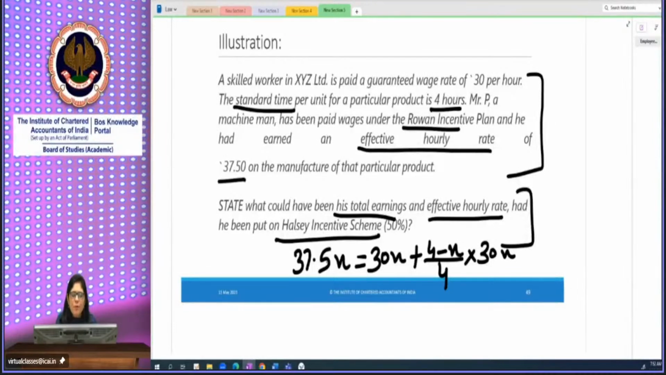So 37.5x is the effective hourly rate, the final rate. The total earnings are equal to 30x plus time allowed minus time taken, divided by time allowed. Time allowed minus time taken is time saved. We don't know time saved because we don't know time taken, so we have just placed 4 minus x into 30x. This is how we calculate for Rowan. If you can solve it, you can come to the conclusion: what is the value of X?